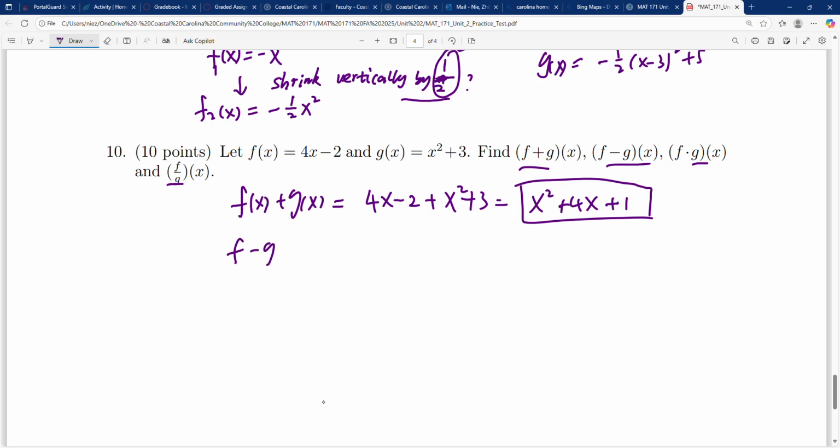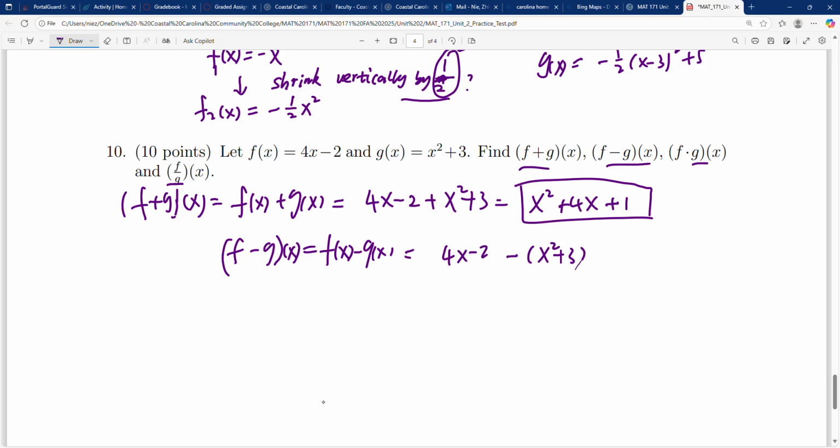And then the difference. The difference f minus g of x actually equals f of x minus g of x. The first one is f plus g of x equal to this. So here f of x is 4x minus 2, and minus g of x is minus x squared plus 3. Remove the parentheses: 4x minus 2 minus x squared minus 3. So it's negative x squared plus 4x minus 5.